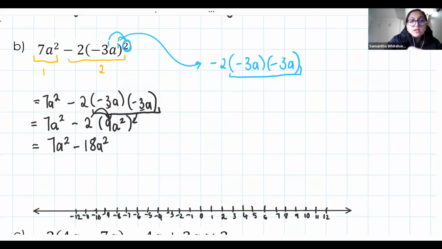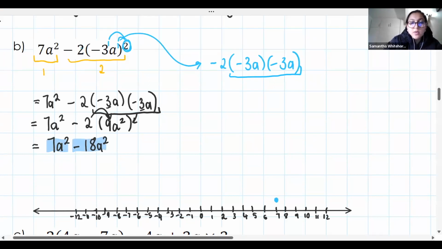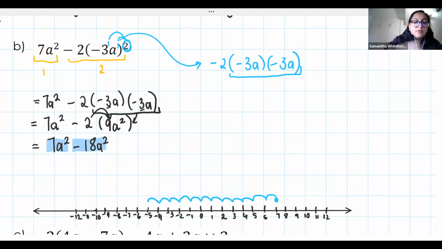Now, both of these are like terms, right? So that means that everything is going to be added or subtracted in this case. This is why I had my number line. Here I am at 7a squared. I want to subtract 18. 1, 2, 3, 4, 5, 6, 7, 8, 9, 10, 11, 12, 13, 14, 15, 16, 17, 18. I end up at -11.